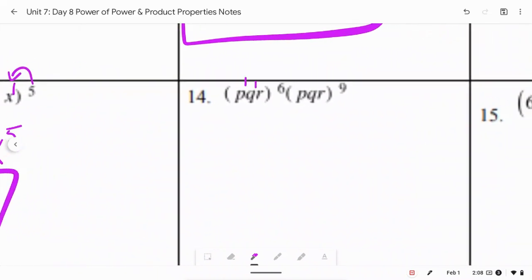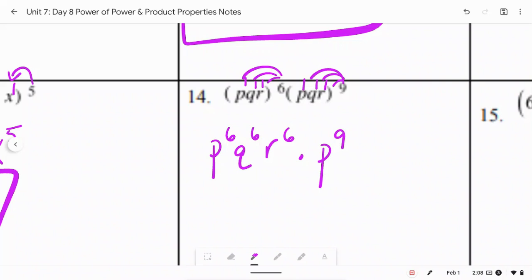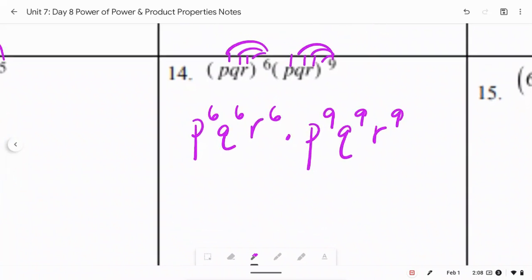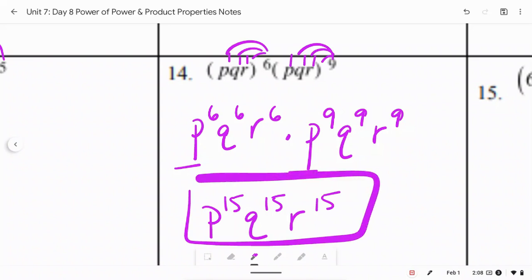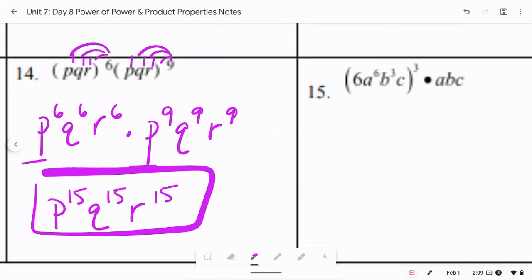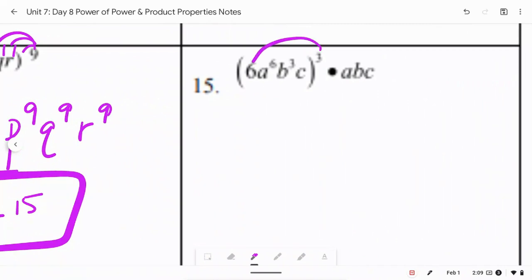Next one, we have to distribute the 6 to everything. So I get p to the 6th, q to the 6th, r to the 6th. Same thing with the second parenthesis, but I'm distributing a 9. So I get p to the 9th, q to the 9th, r to the 9th. And now, because it's a multiplication problem, we just add our exponents. So p to the 15th, q to the 15th, and then r to the 15th. Final answer.